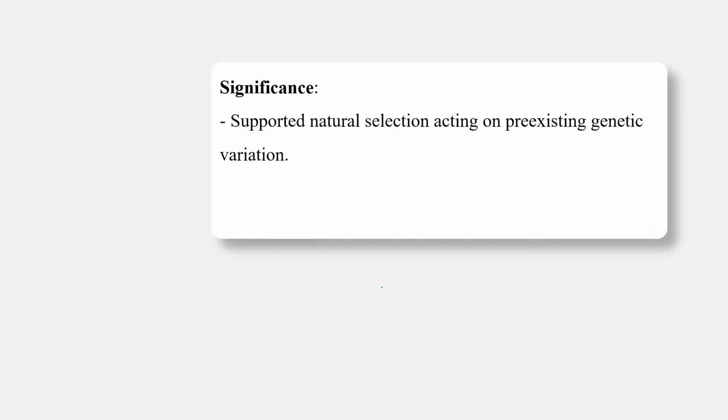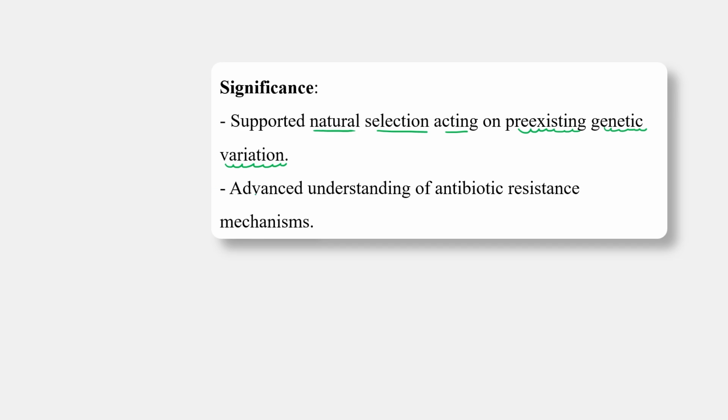What is the significance of this experiment? This supports natural selection acting on pre-existing genetic variation. Means genetic variation doesn't develop because of environmental change. Mutation is a continuous process and it is already present in the individuals. Nature only selects those individuals which have those changes. Okay, so these are the pre-existing genetic variation. With the help of this experiment we can also understand the antibiotic resistance mechanism.